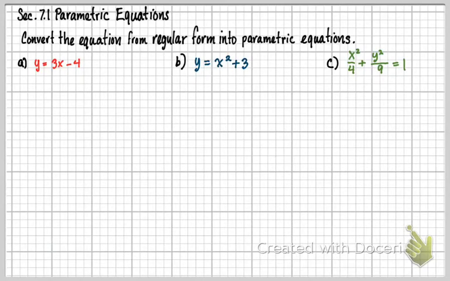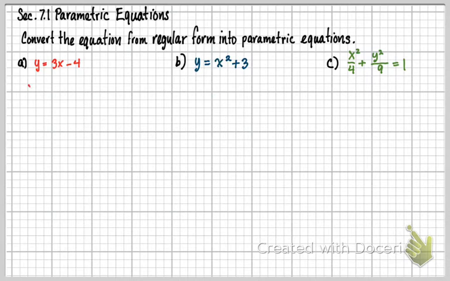This problem says convert the equation from rectangular form into parametric equations. So let's just take this first one, for instance, number a: y equals 3x minus 4. Now essentially this really isn't too bad to do. It looks horrible, and you look at that and say you don't even know where to start.